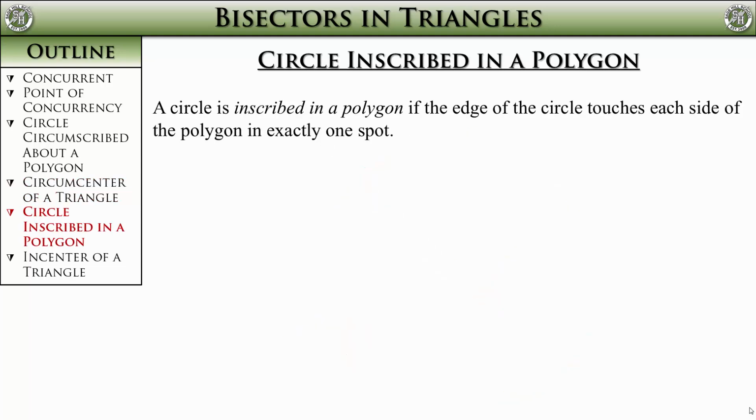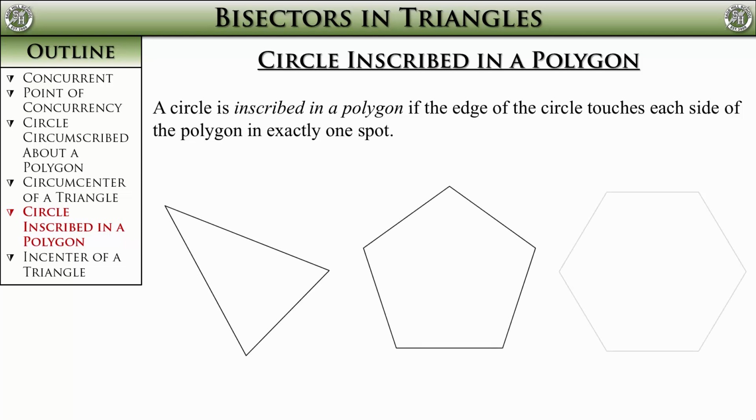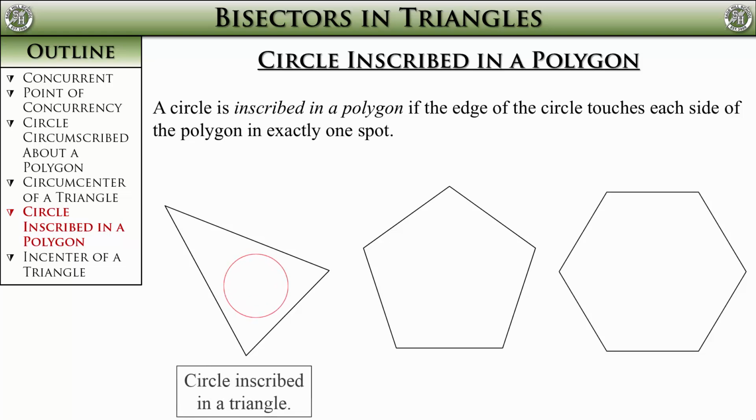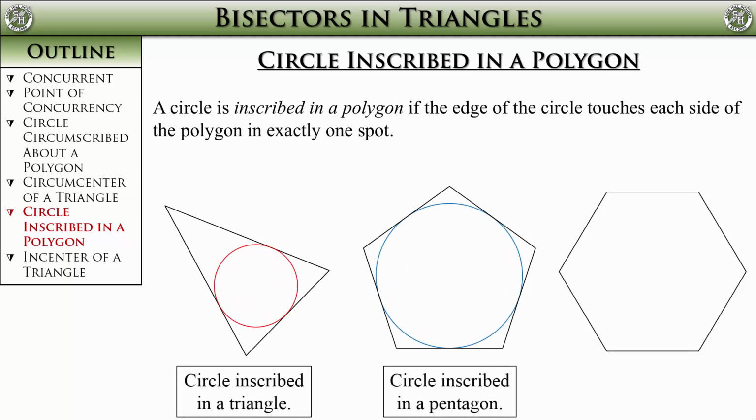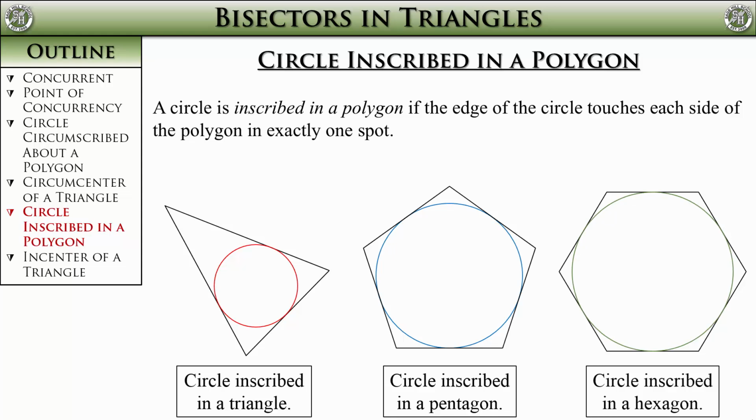Now we deal with inscribed instead of circumscribed. A circle is inscribed in a polygon if the edge of the circle touches each side of the polygon in exactly one spot. It will make more sense if you see some examples. Inscribed and in should have pointed you in the direction that we are talking about a circle on the inside of the polygon instead of the outside this time. Technically, the definition of inscribed should use the vocabulary word tangent in it, but we won't cover tangent for a while yet. Hopefully those pictures give you a good idea of what it means for a circle to be inscribed in a polygon.